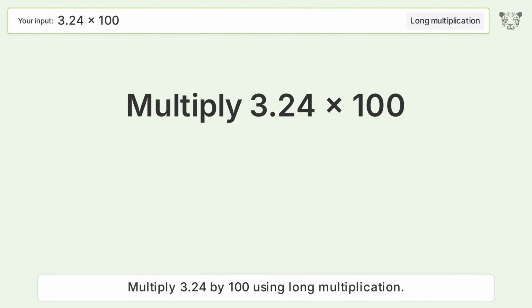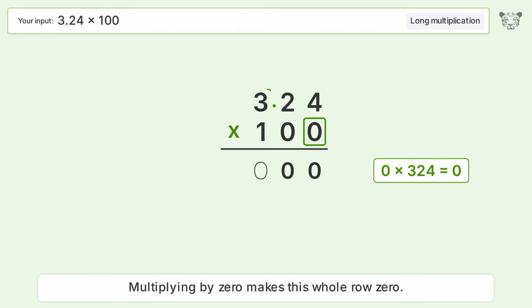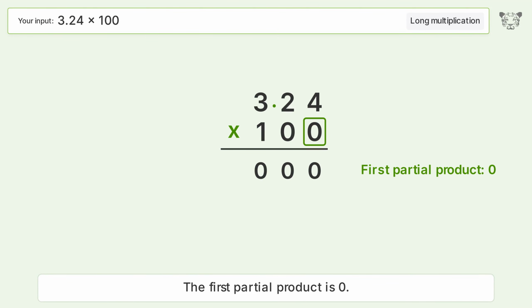Multiply 3.24 by 100 using long multiplication. Start with the ones digit, 0. Multiplying by 0 makes this whole row 0. The first partial product is 0.